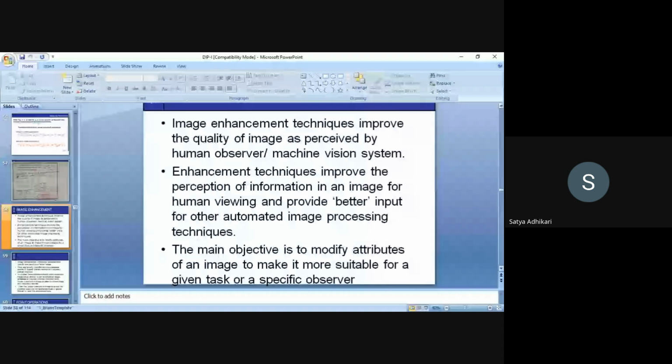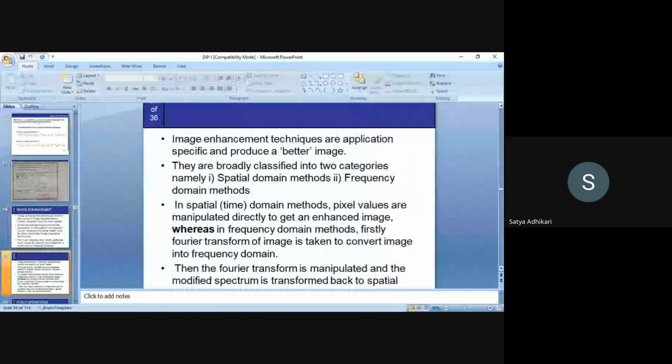So the main aim of image enhancement is to improve the picture quality so that it is easily observed by a human or a machine. Enhancement is broadly classified into two categories: spatial domain method and frequency domain method.